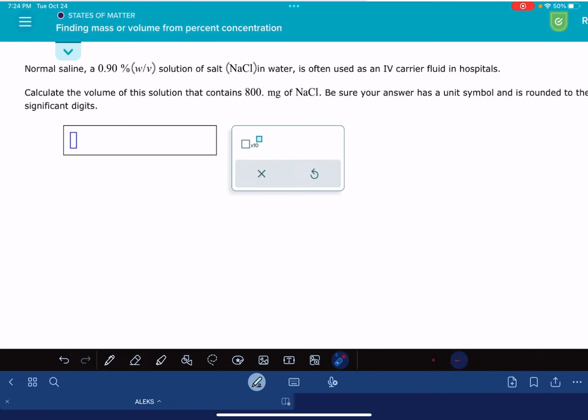In this video, I'm going to show you how to solve the ALEKS problem called finding mass or volume from percent concentration. There are two different variations of this problem, but I am going to walk through the process of solving both different versions of the problem.